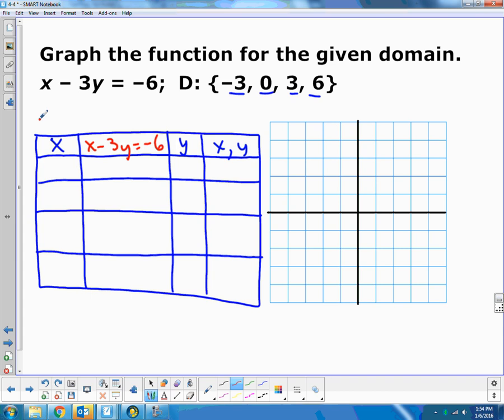All right, so we know our x values, our domain values. We've got negative 3, 0, 3, and 6. So you can fill those in. Those are just given to me. I'm going to fill in the equation. So I know what x is. X is negative 3. Minus 3y equals negative 6. 0 minus 3y equals negative 6. 3 minus 3y equals negative 6. 6 minus 3y.